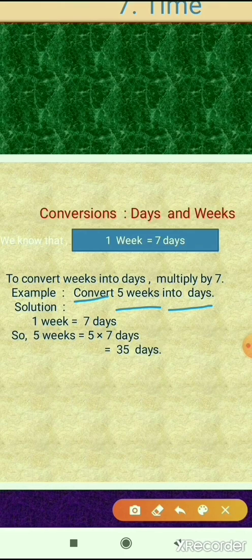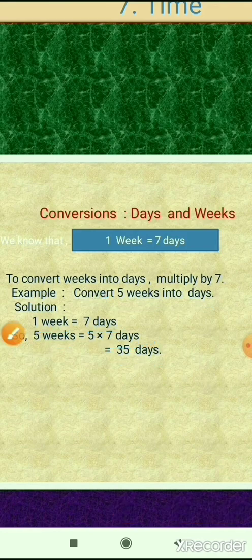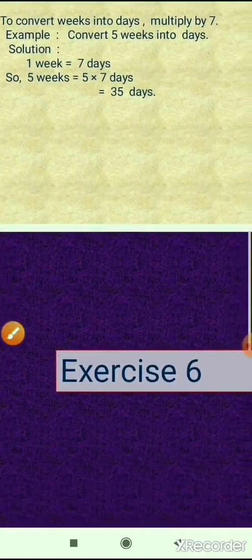Look here, convert 5 weeks into days. So let's see the solution. We know that 1 week is equal to 7 days. So 5 weeks is equal to 5 multiplied by 7. 5 sevens are 35 days. 5 weeks is equal to 35 days. Okay students, so now we will solve exercise 6.